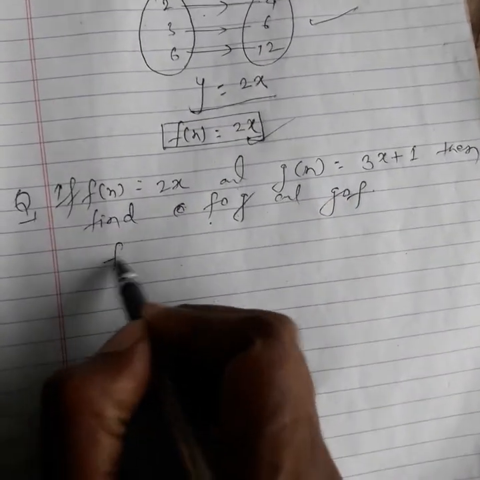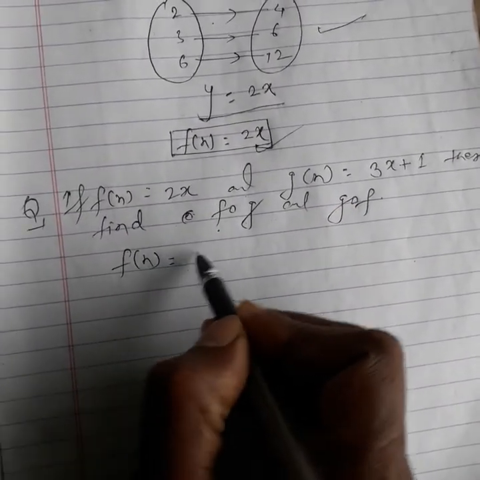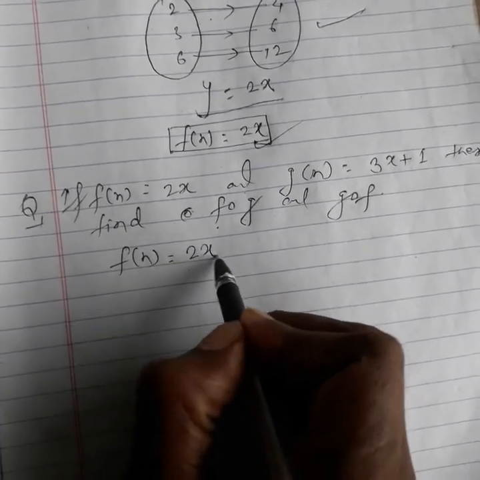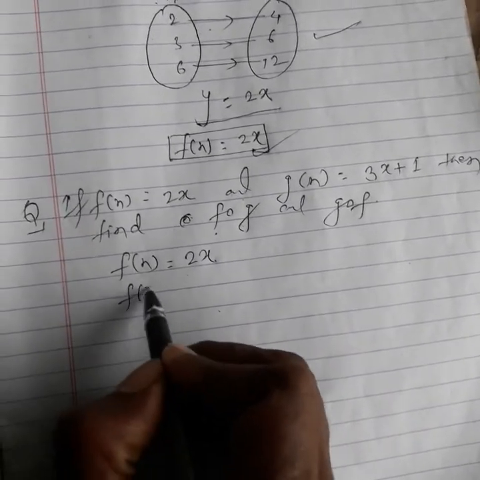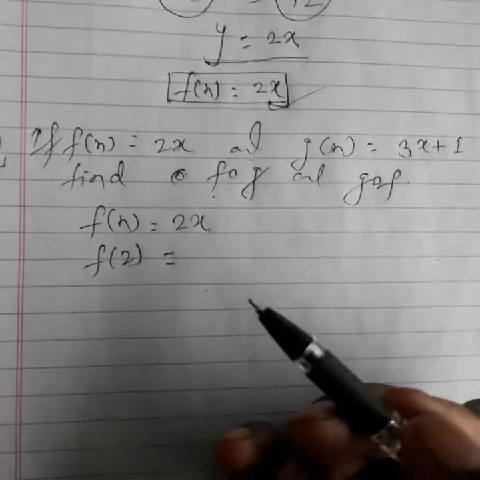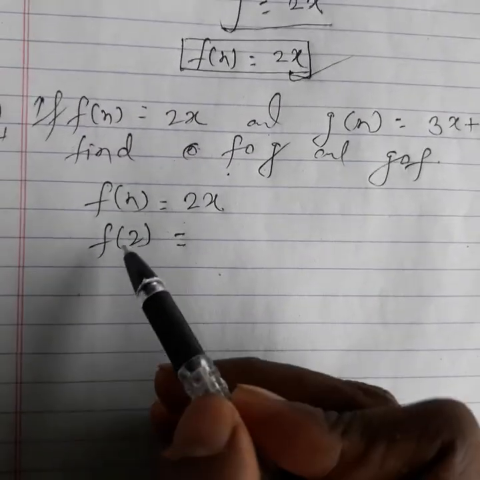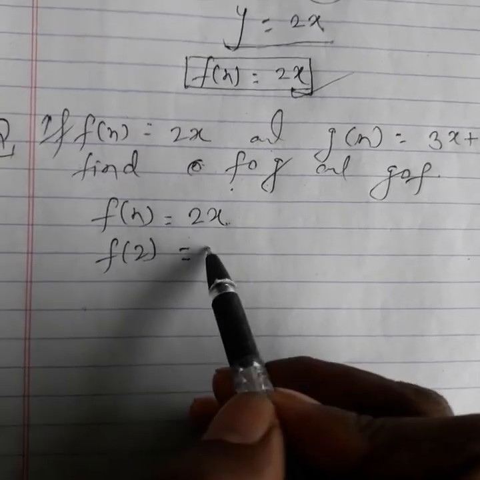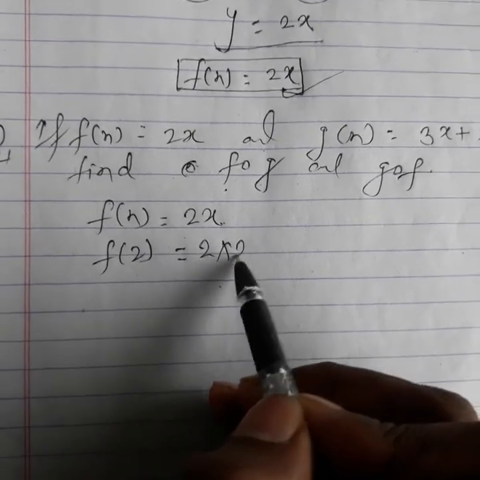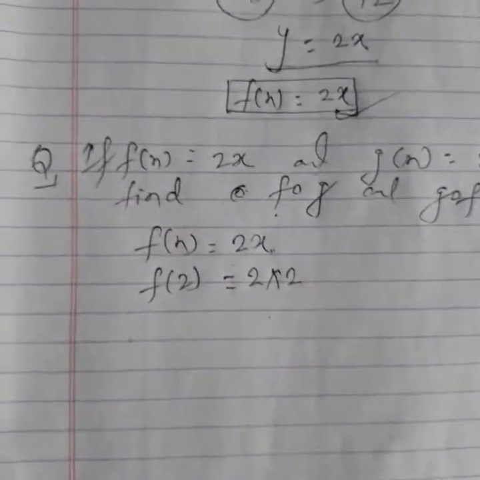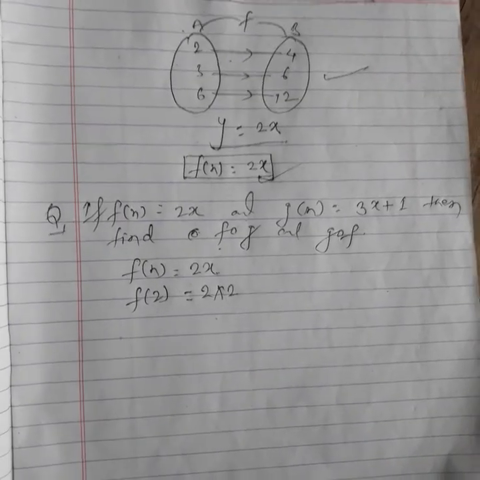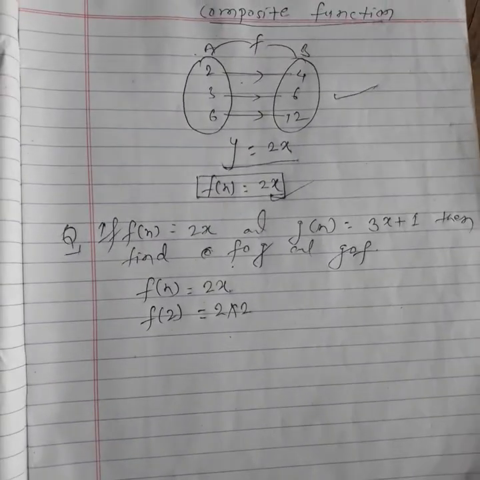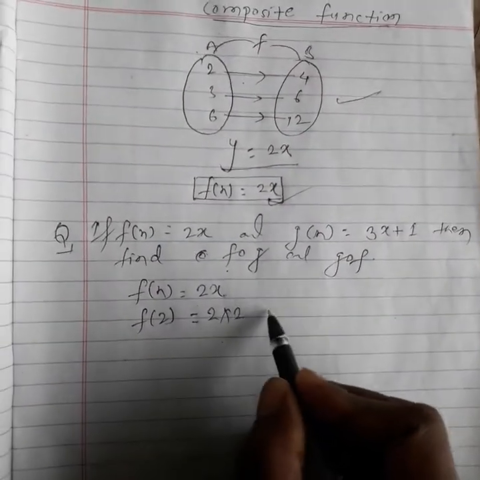If the function is f(x) and the question is find f(2), then what we are doing is replacing x with 2. In place of x, what do we put? We put 2. Then the value of f(2) becomes 4.